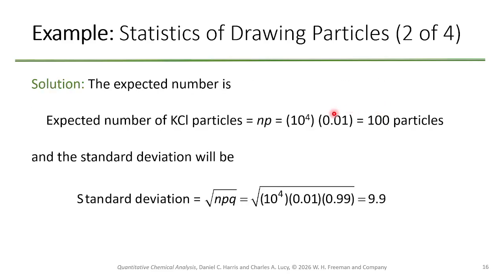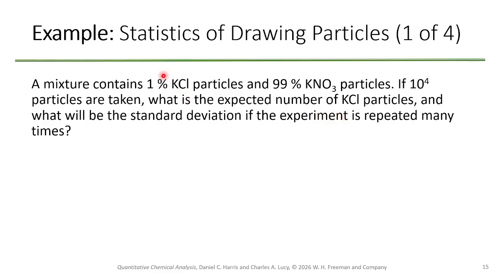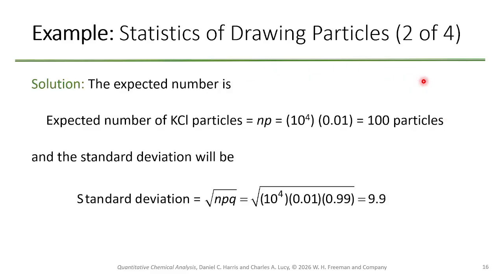Where did the 0.01 come from? It's 1%, right? Which is the KCl. Notice that's the amount of KCl over the total, right? And then it doesn't need to be in percent. It can be in moles. It could be molecules. It could be whatever. It doesn't matter as long as you can compare the two numbers, and it would be a number of things. Now, 10 to the fourth particles are taken. That's where this number right here comes from.